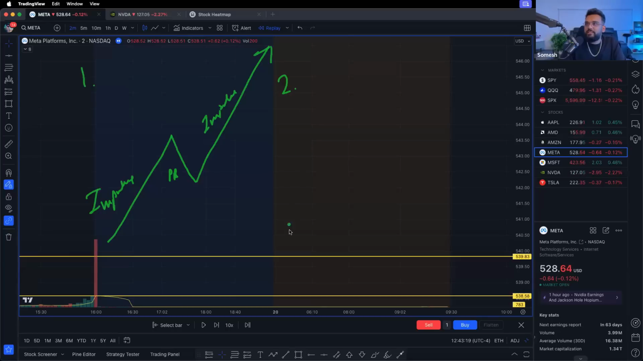The second type of structure is where we make the impulse, we have a pullback, and then we try to make another impulse, but we run into the level where the sellers previously came along. And this works for either side, by the way. Downside as well, the same.